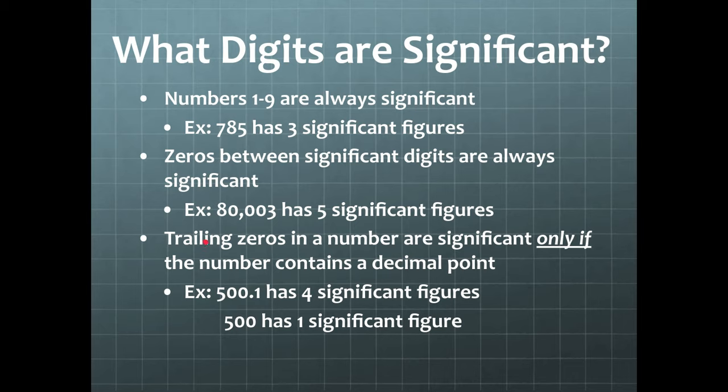Now, let's talk about zeros that are at the end. We call those zeros at the end trailing zeros. Trailing zeros in a number are significant only if the number contains a decimal point. So here's my example.